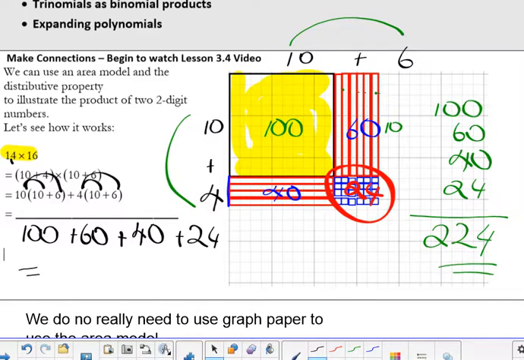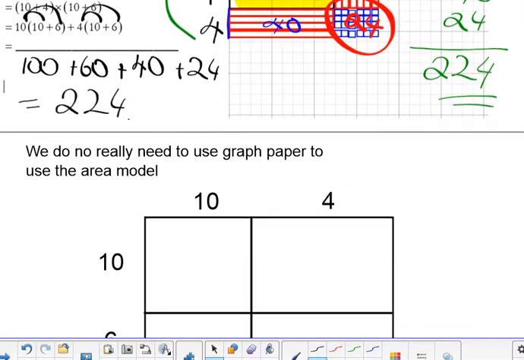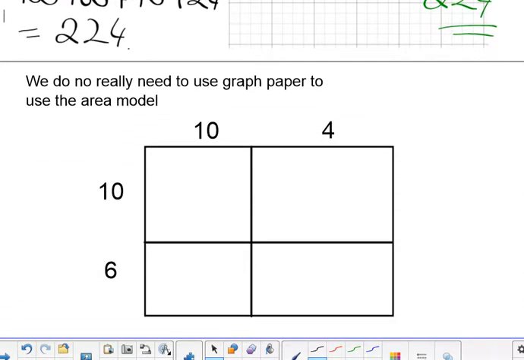We've got 100, 160, plus 40 is 200, 224. And you can check it on your calculator. Clearly 16 times 14 is equal to 224.